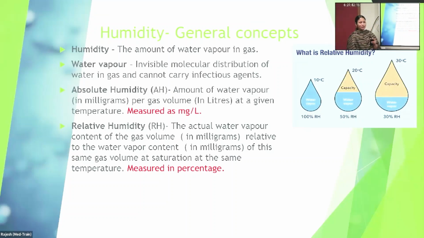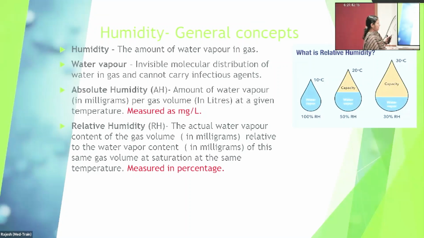So just coming to the general concepts, what is humidity? It is the amount of water vapor in the gas. And what is absolute humidity? It is the amount of water vapor per gas volume at a given temperature, which is measured as milligrams per liter. And relative humidity is the actual water vapor content of the gas volume relative to the water vapor content of the same gas volume at saturation at the same temperature, and it is measured as percentage.